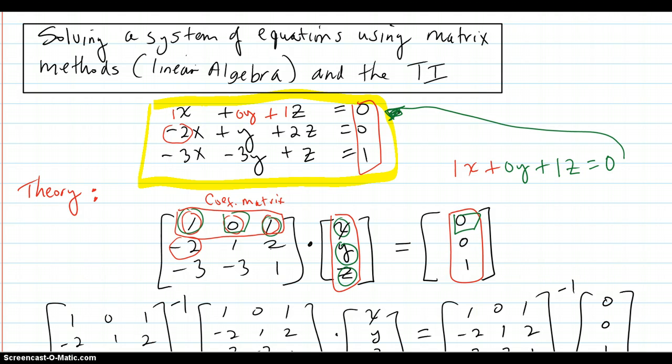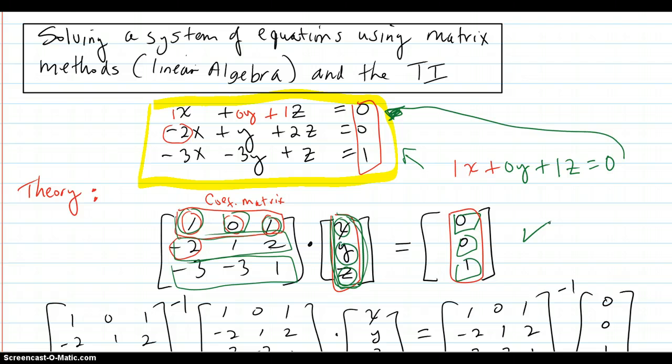Okay, so that's how you multiply matrices. Row times column and add, and then do the next row times the column, add, and that would be equal to 0. And then the last row times the column, and that will equal 1, and that produces your original system of equations. So that's your matrix equation right there.